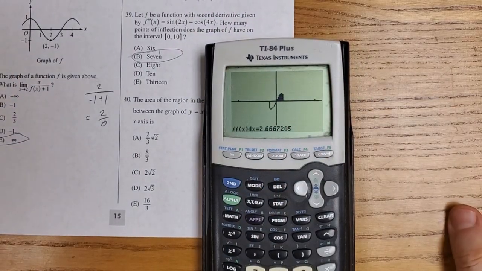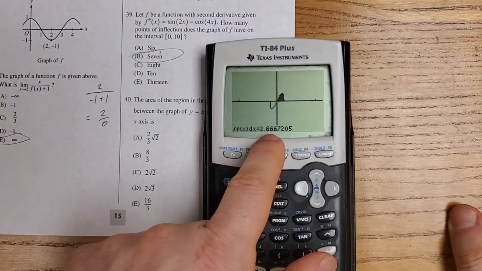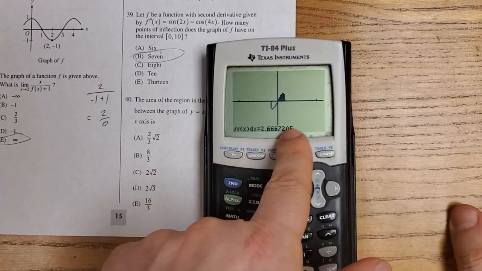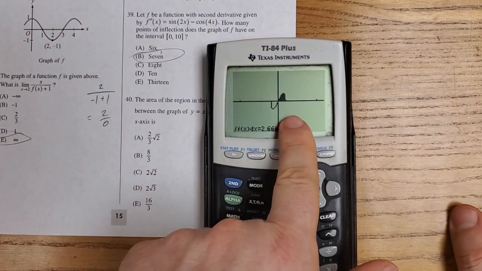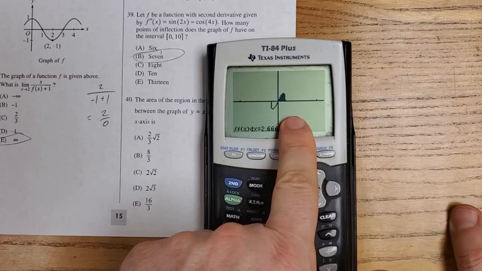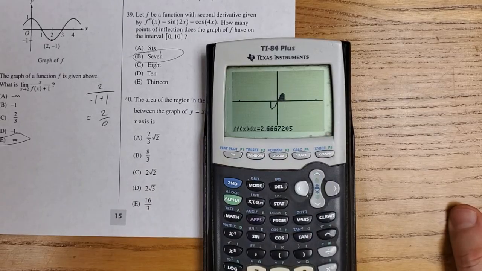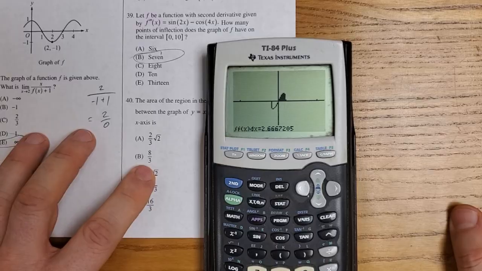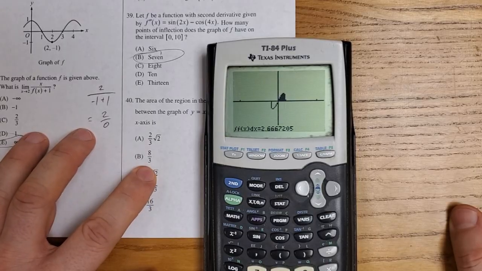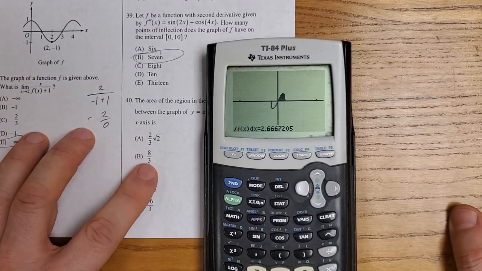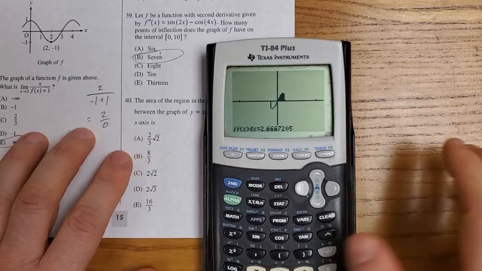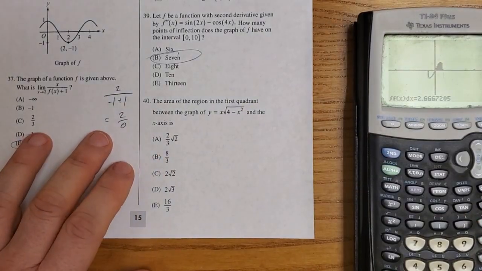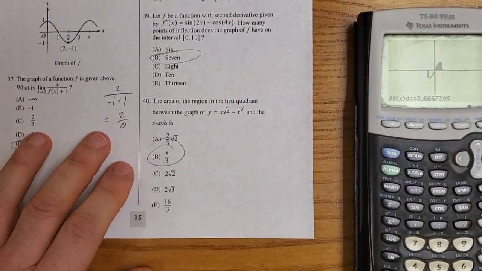None of the answers are in decimals, but 2.6, never mind the rounding error there. It looks like 2 2/3, right? 2 2/3, and as an improper fraction, that's going to be 8/3. 2 is 6/3. 6 plus 2 is 8 on top. So 8/3 is the answer.